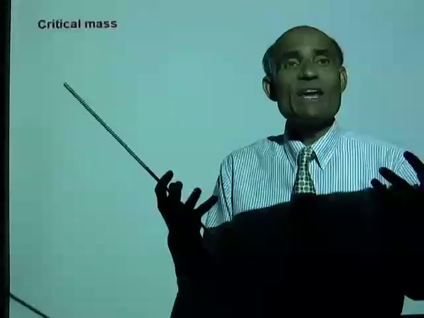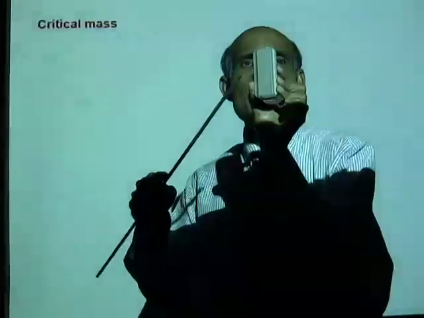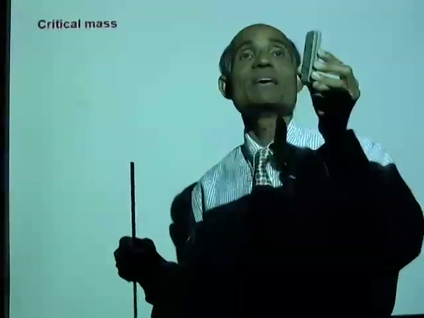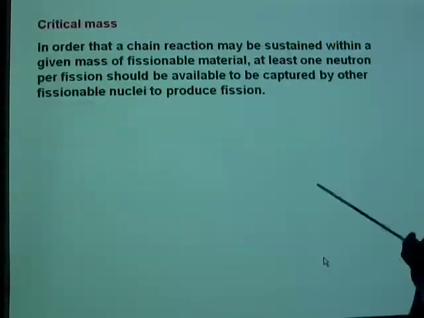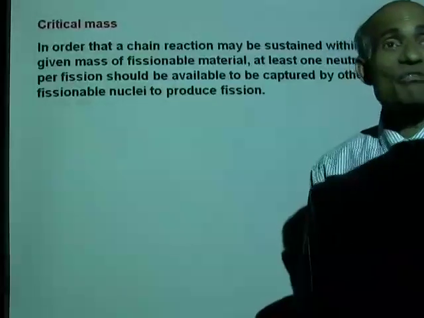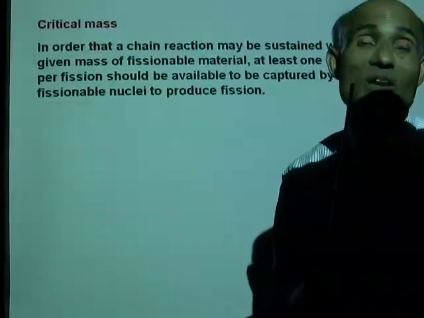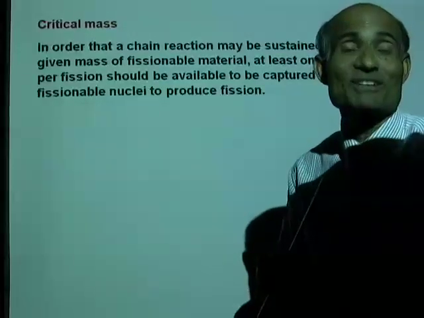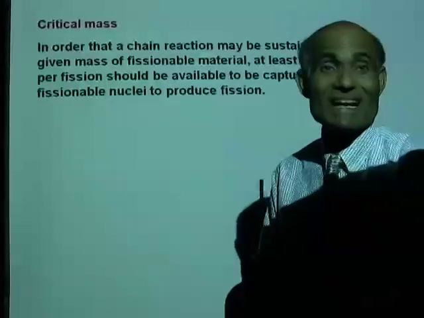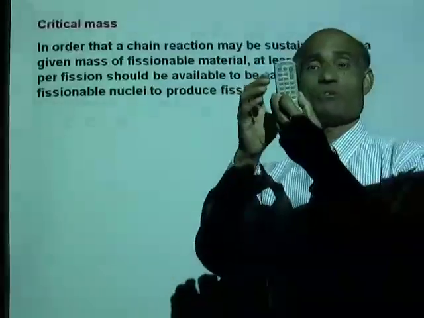Well, that brings us to the next concept, what is called critical mass. Can the chain reaction occur in any amount of uranium? Suppose I have this much uranium. Can a chain reaction be sustained in a small mass like this? That's an important factor. In order that a chain reaction may be sustained within a given mass of fissionable material, at least 1 neutron per fission should be available to produce further fission. Now, if those neutrons are allowed to escape, suppose you have a material, say like this.